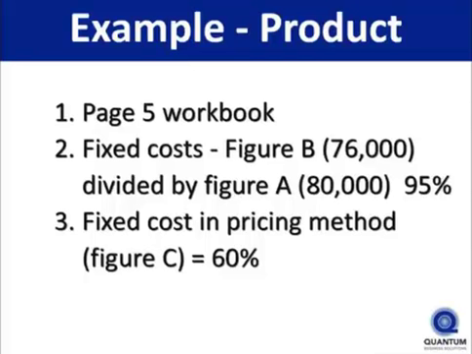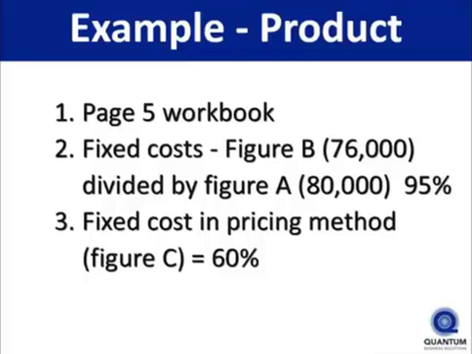Now, if we look down at the bottom of page 5, or on the slide I've up at the moment, you'll see that there is a difference again in overheads. So if you look at figure B, total fixed costs are 76,000. Figure A is material suppliers, 80,000. And figure C is overheads, 60% of materials. But I'm sure you'll see that if you take figure B, which is 76,000, and divide it by figure A, material suppliers of 80,000, that gives a percentage figure of 95%.